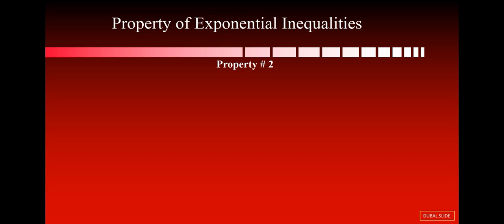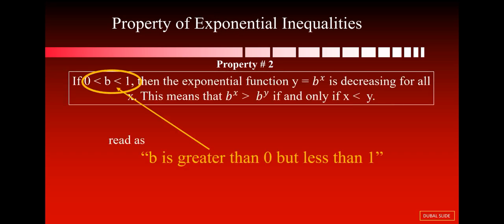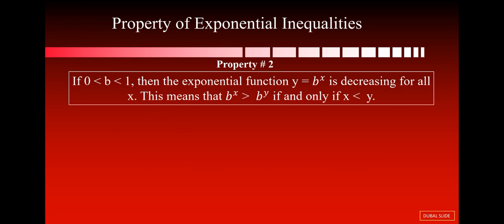Property number 2. It states that if b is greater than 0 but less than 1, then the exponential function y is equal to b to the power of x is decreasing for all x. This means that b to the power of x is greater than b to the power of y if and only if x is less than y.